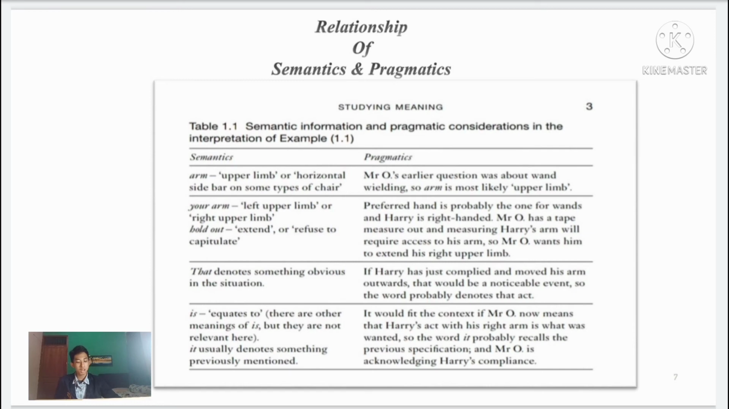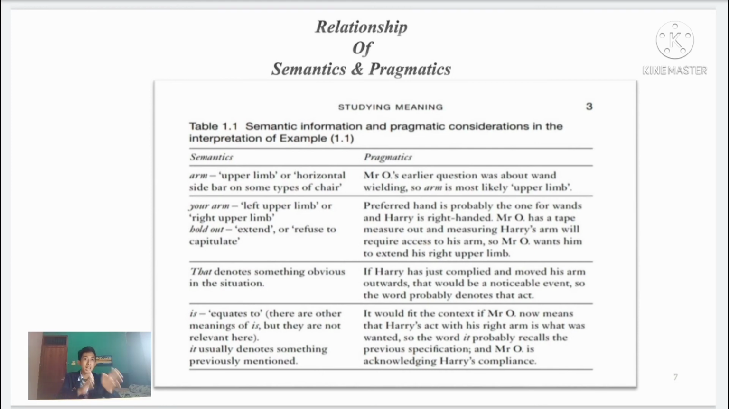If Harry just complied and moved his arm outwards, that would be a noticeable event. So the word "that" probably denotes that act. Jadi maksudnya itu dia disuruh memainkan tongkatnya seperti yang biasanya para penyihir lakukan. Disitulah maksudnya kata "that" di sini kalau di pragmatics. Kalau di semantics, "that" itu yang seperti biasa aja, sesuatu yang sudah jelas yang berada dalam situasi seperti itu.